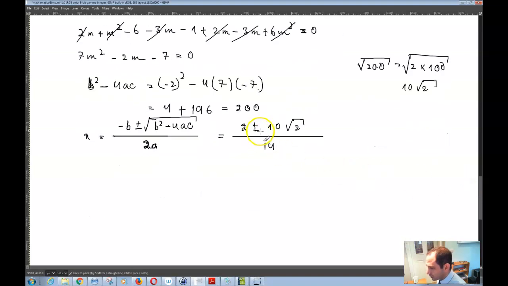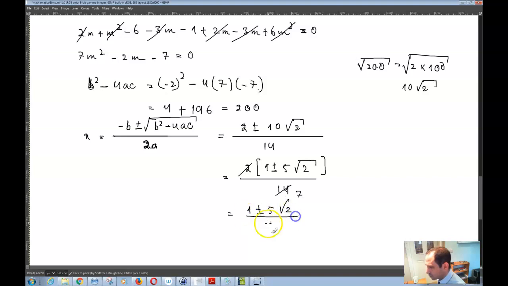So I can take a 2 out here. So I can write this as 2 times (1 plus or minus 5 square root of 2) over 14, and this becomes a 7. So the answer is going to be 1 plus or minus 5 square root of 2 over 7. These are the two values of m that you will get over here. And that is actually the right answer for number 19, 1 plus or minus 5 square root of 2 over 7.